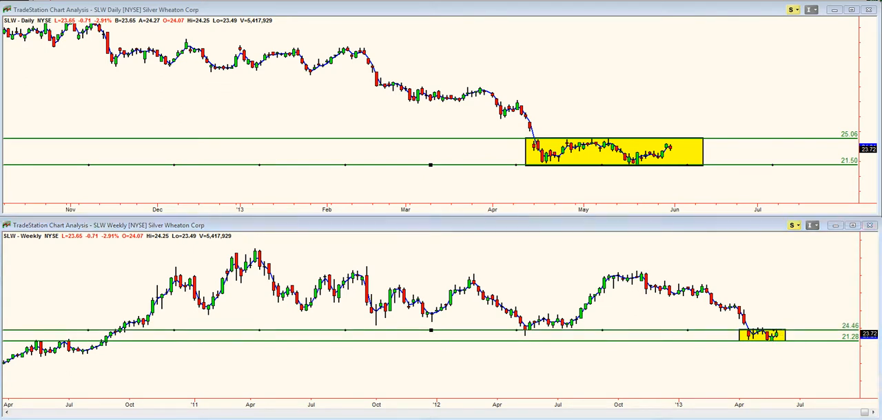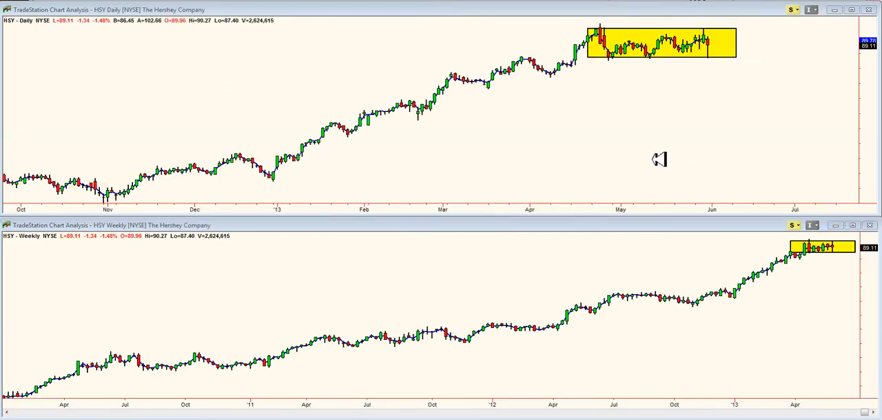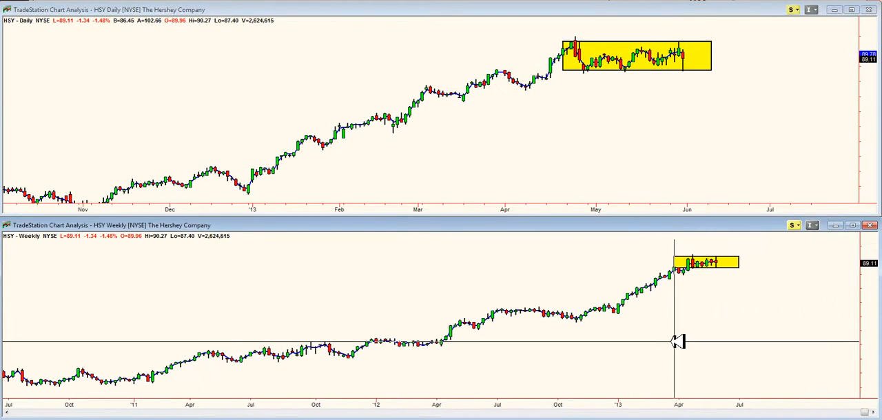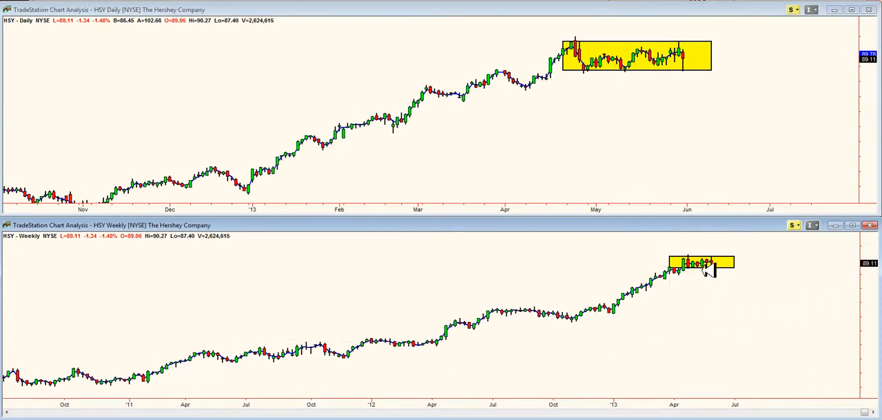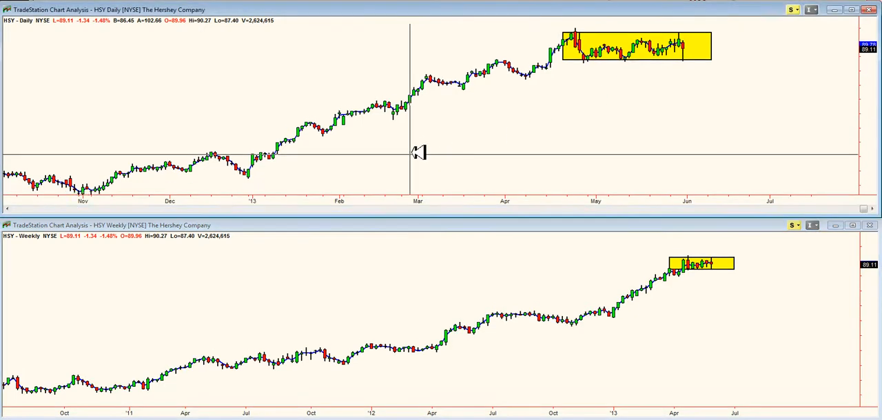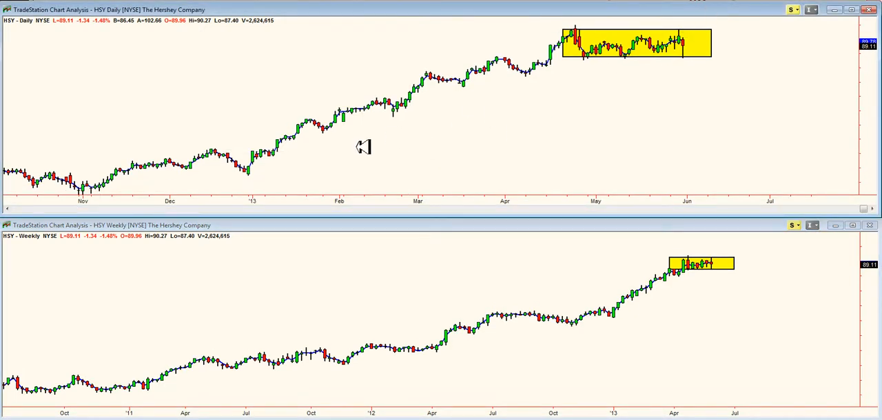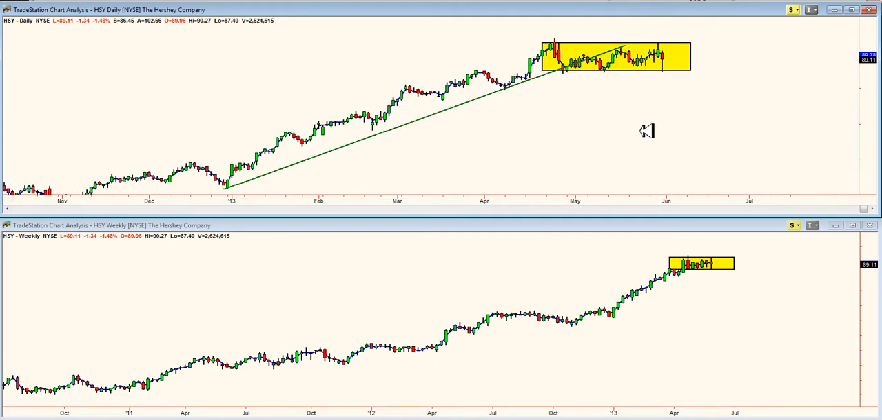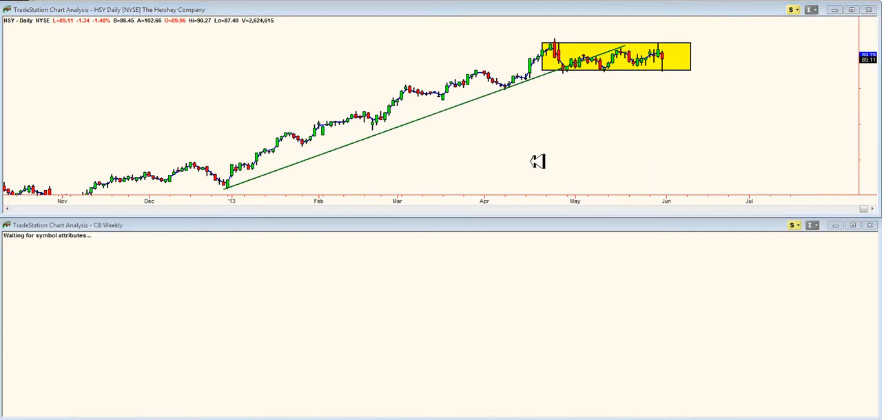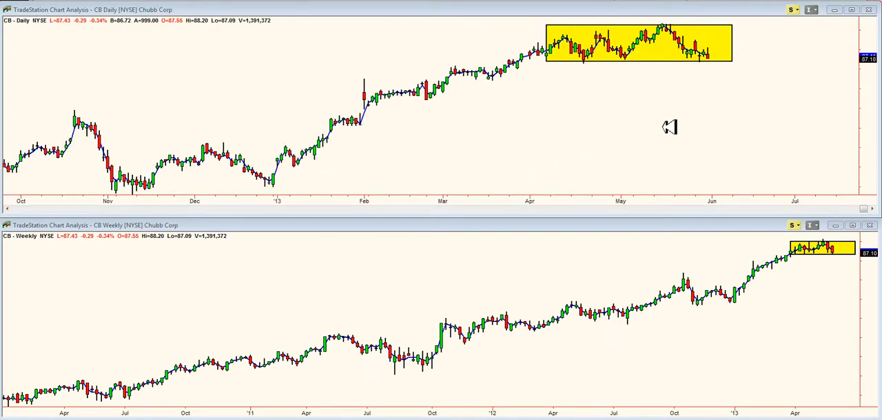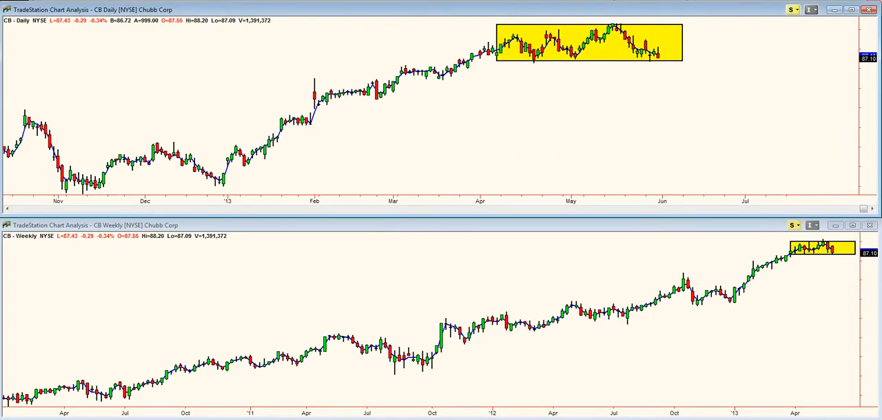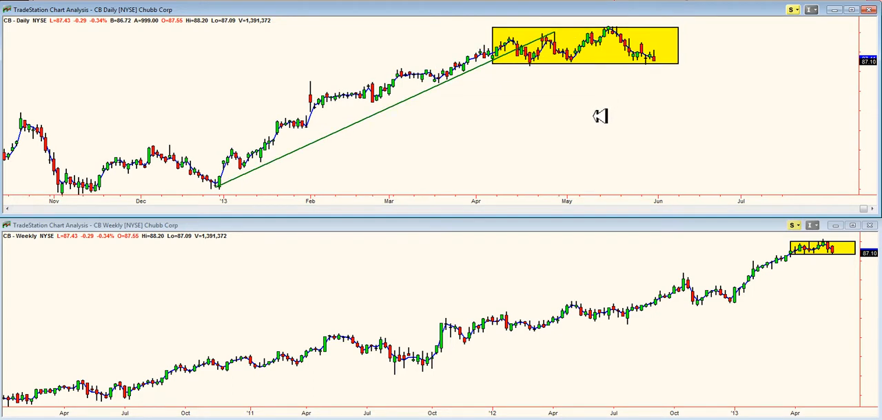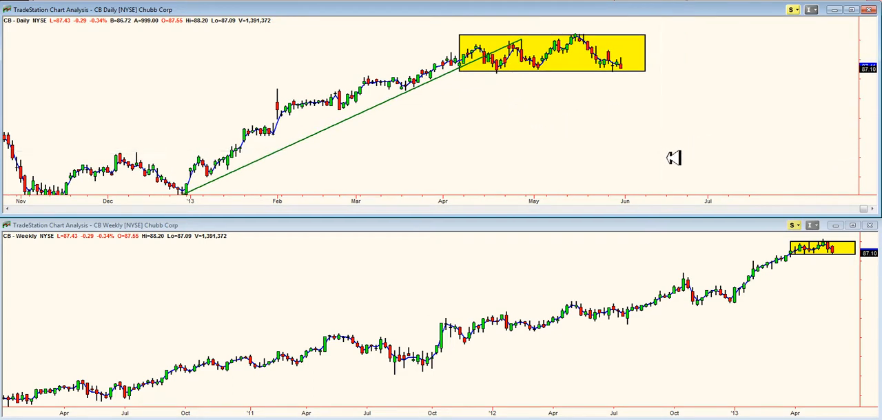We can do that on each one of these. Let's go through these rather quickly here. HSY, Hershey Company. Sideways, sideways. Trend has been broken, but a new trend has not been established in either direction. CB. Sideways. Look, uptrend has been broken, but a new trend has not been established as yet.